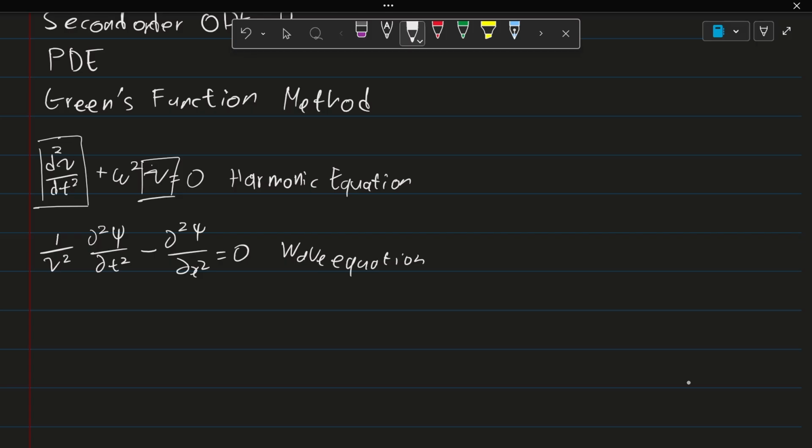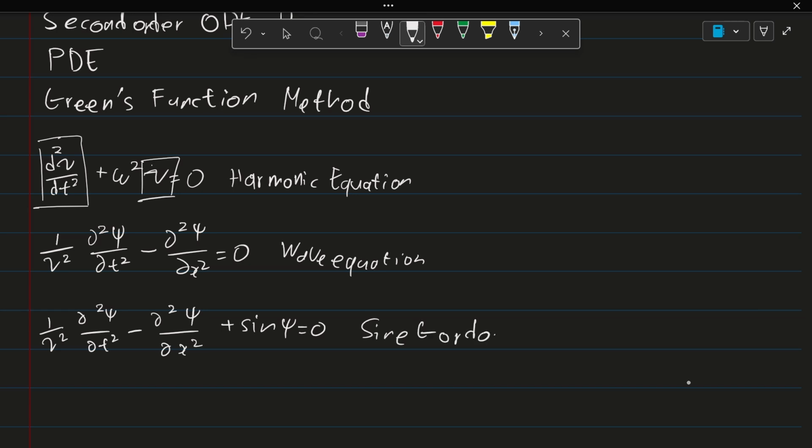You also have another type of equation, which you call the sine-Gordon equation: 1 over v squared partial squared psi over partial t squared minus partial squared psi over partial x squared plus sine of psi equals 0. Sorry, this is not really about a pendulum, but it is a type of wave equation in which there also exists a function of the sine of psi.